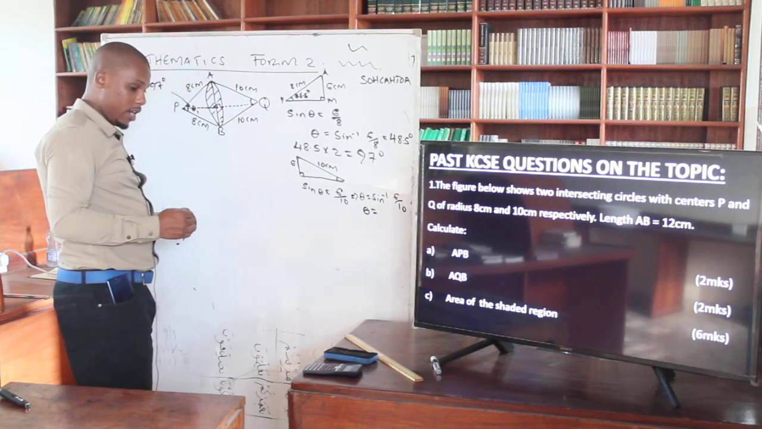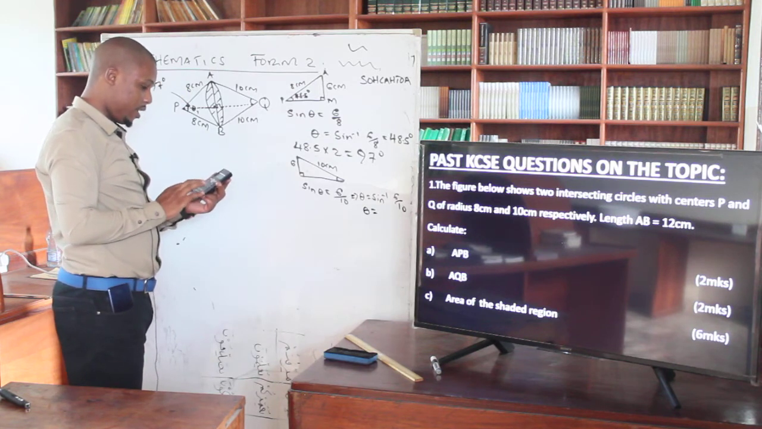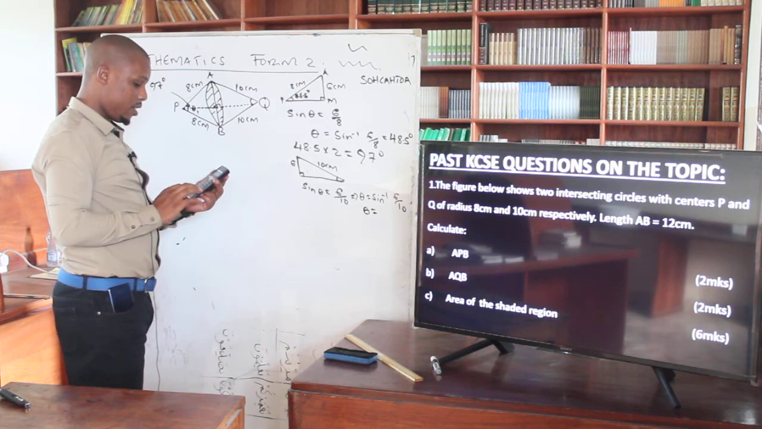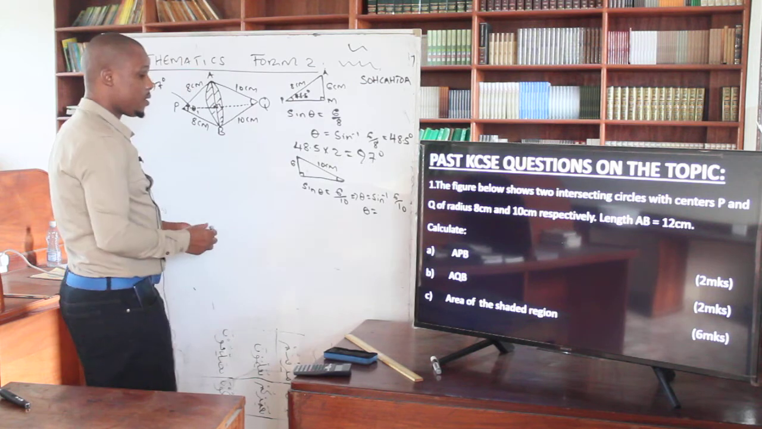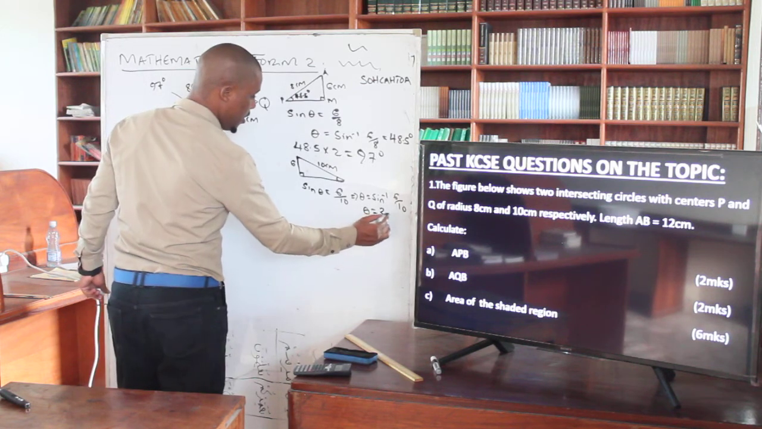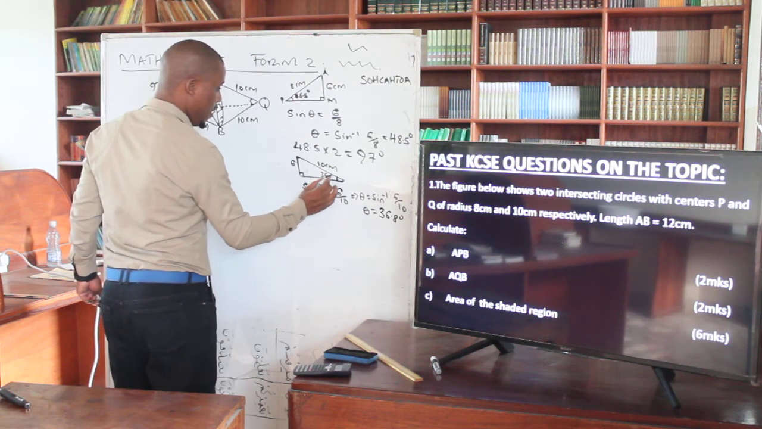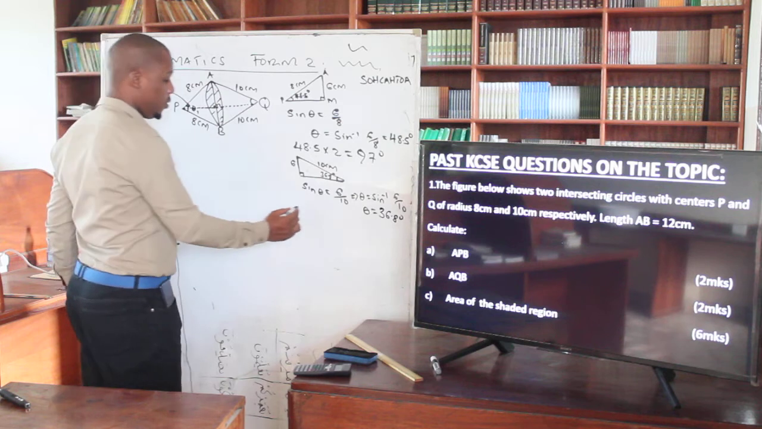So from your calculator, that is 6 divided by 10, then you find the inverse. So 6 divided by 10, that gives 0.6, then you press shift, then sine. Then you get 36.8 degrees. But remember, you need the whole answer. So you need to multiply by what? You need to multiply your constant by 2, like you have said.